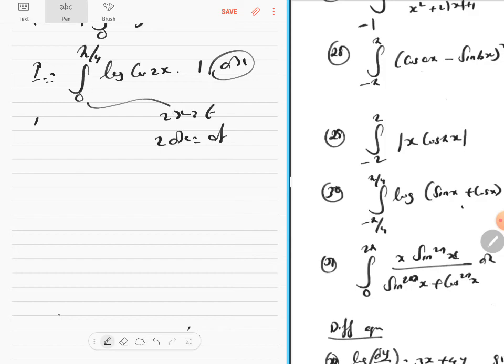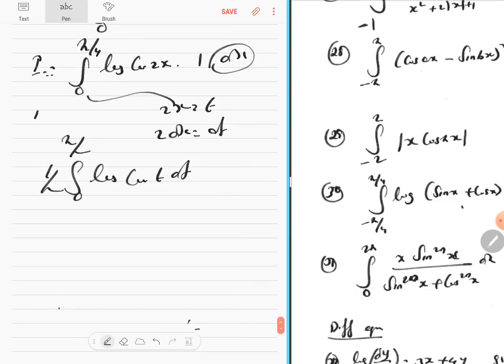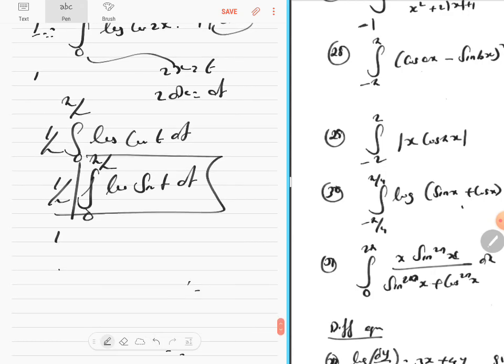The limits are also going to change. So 0 to pi by 4 becomes 0 to pi by 2, log of cos t into dt by 2. So the question becomes like this. And then when you apply the property f of x can be written as f of a minus x, this will become log sin t dt from 0 to pi by 2. This itself is a textbook sum whose answer is minus pi by 2 log 2. So it's minus pi by 4 log 2 is the answer.